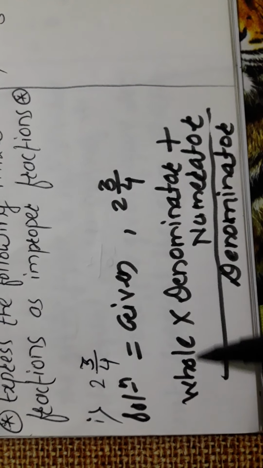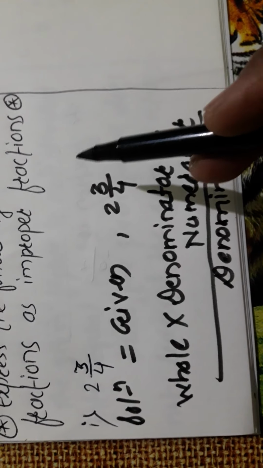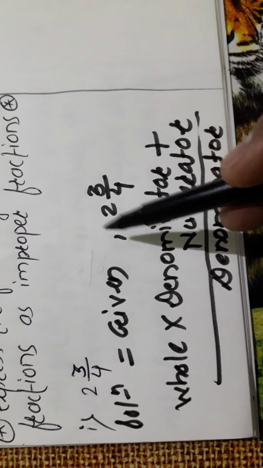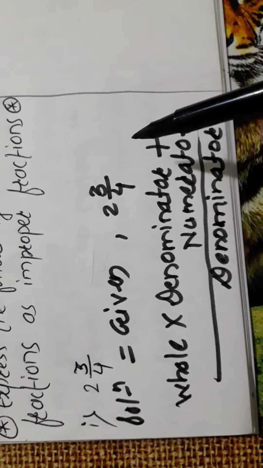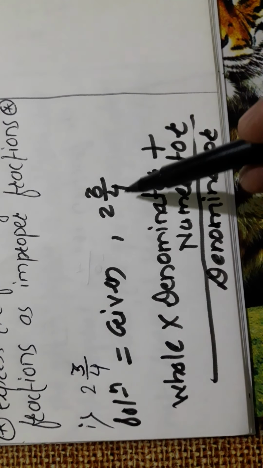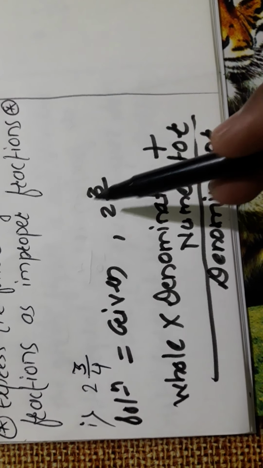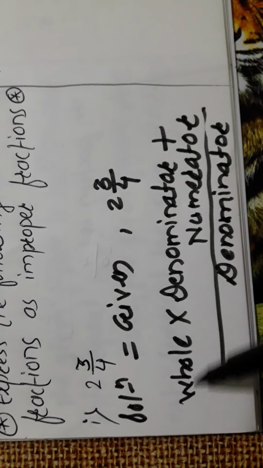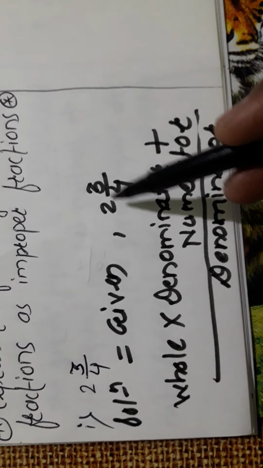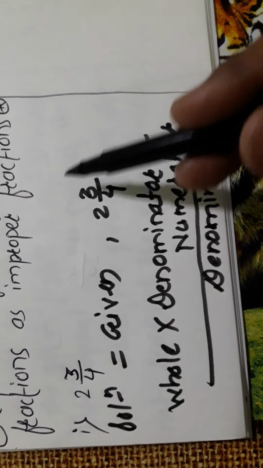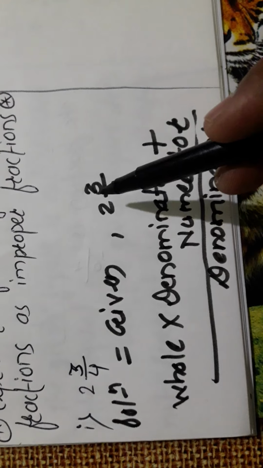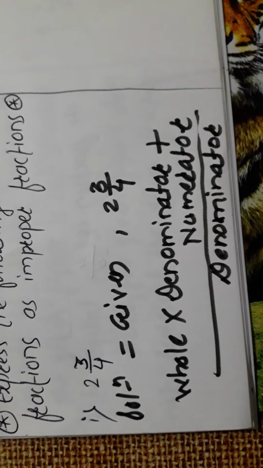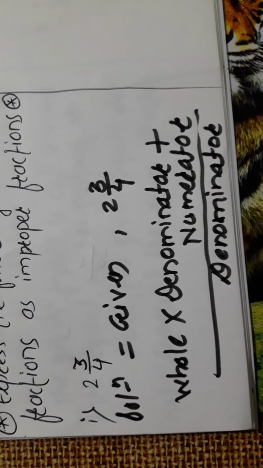What is written over here? Whole into denominator. Now look at this given mixed fraction. In this, which is the whole number? 2 is the whole number. Which is the denominator? 4 is the denominator. Which is the numerator? 3 is the numerator. Try to understand what I said. Whole into denominator. Which is the denominator? 4 is the denominator. 3 is the numerator. And which is the whole number? 2 is the whole number. Simply you put those numbers in this formula, you will get the improper fraction.